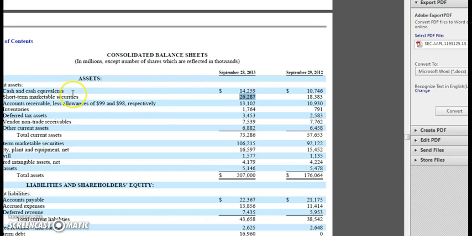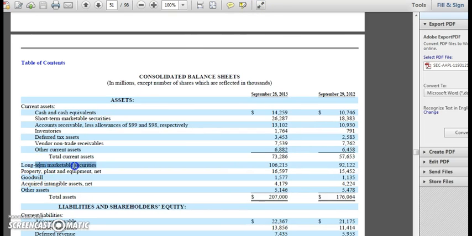Now remember, these are very liquid: cash and cash equivalents, marketable securities. You can turn them into cash in maybe 3 or 4 business days, I suppose. Short-term is usually less than a year, and then the long-term marketable securities for Apple is 106. So 106 plus 26 plus 14, that's 146.